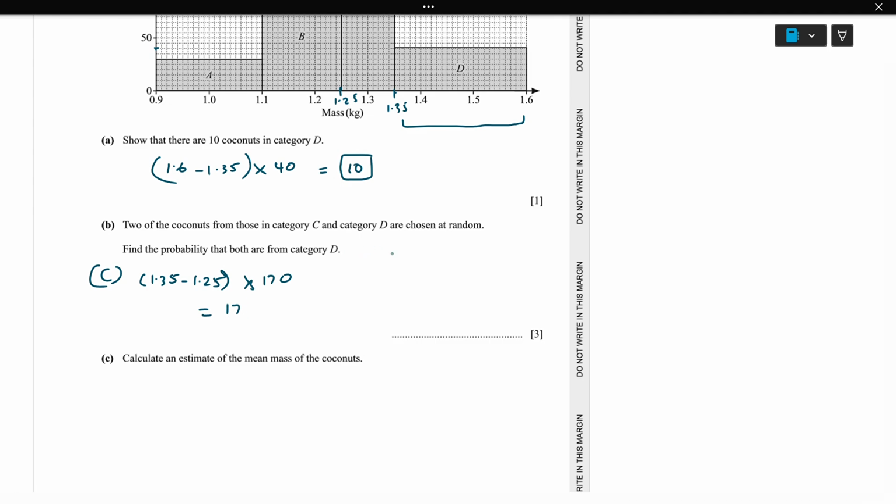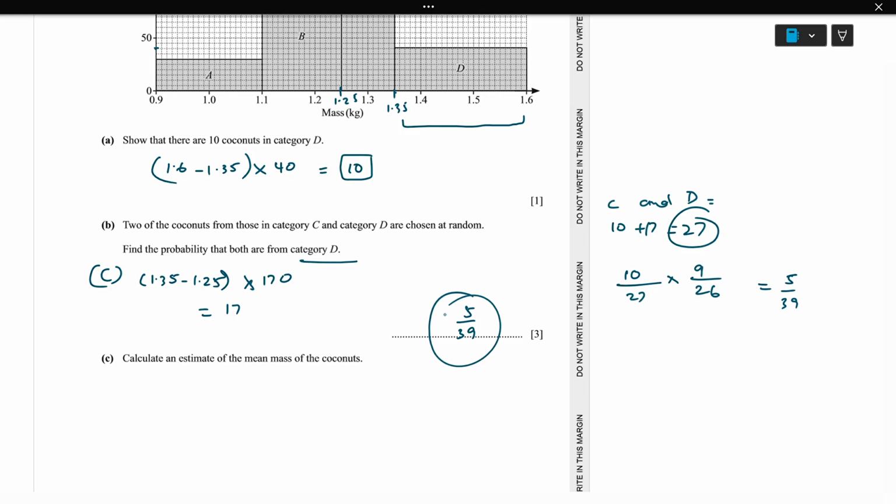So category C and D together is 10 plus 17. There are 27 coconuts. But they are choosing 2 coconuts from category D, where we have 10. So the first one is 10 out of 27, because the total is 27, times the second one, 9 over 26. So the answer is going to be 5 over 39. So 5 over 39 is the answer here.